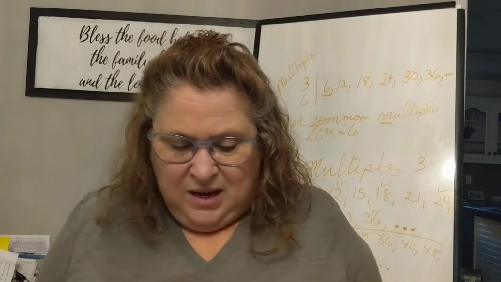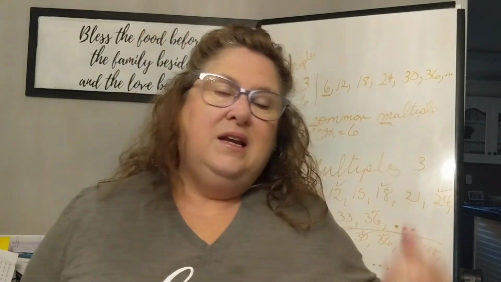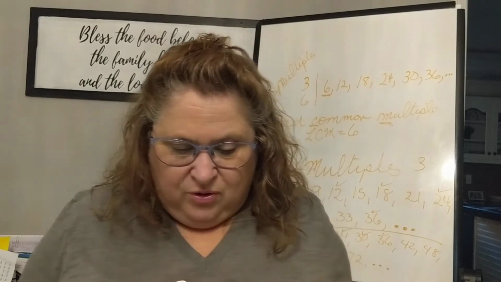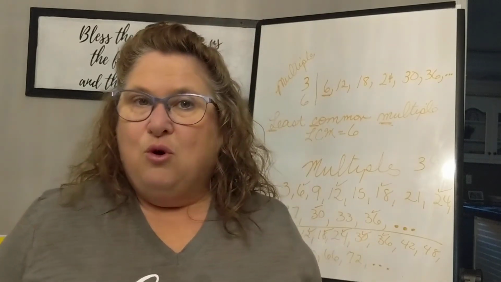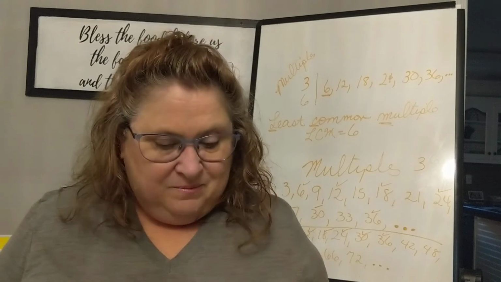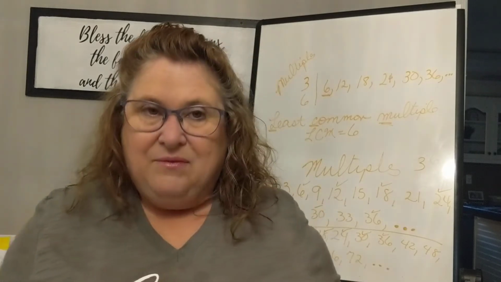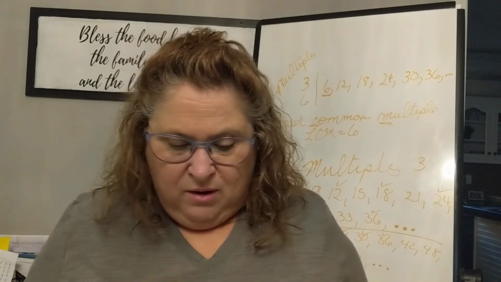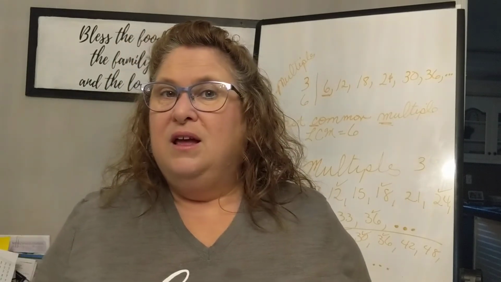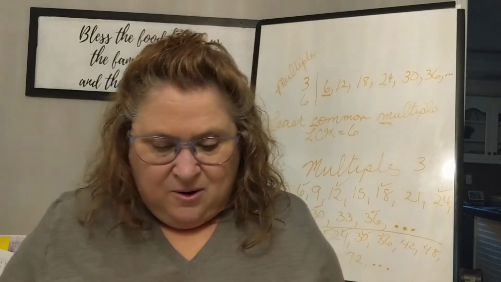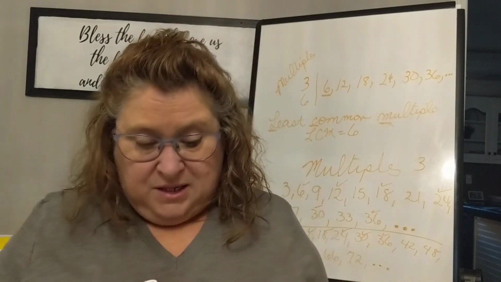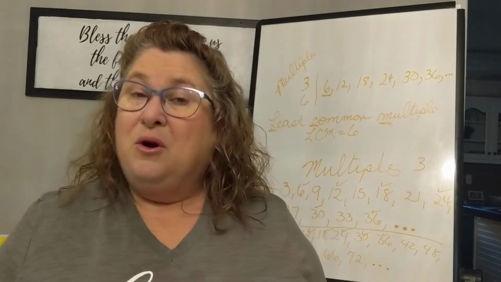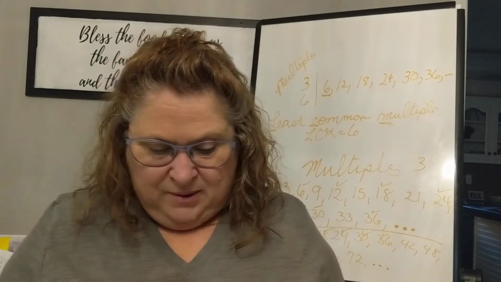Then we have 5 and 8. So they have 5 already down there for us, so we're going to continue counting. 10, 15, 20, 25, 30, 35, 40, and they have the dots. And then for 8, they have the 8 there. We're going to continue counting. 16, 24, 32, 40, 48. The dots are there. Our common multiple is 40. So our least common multiple is 40.